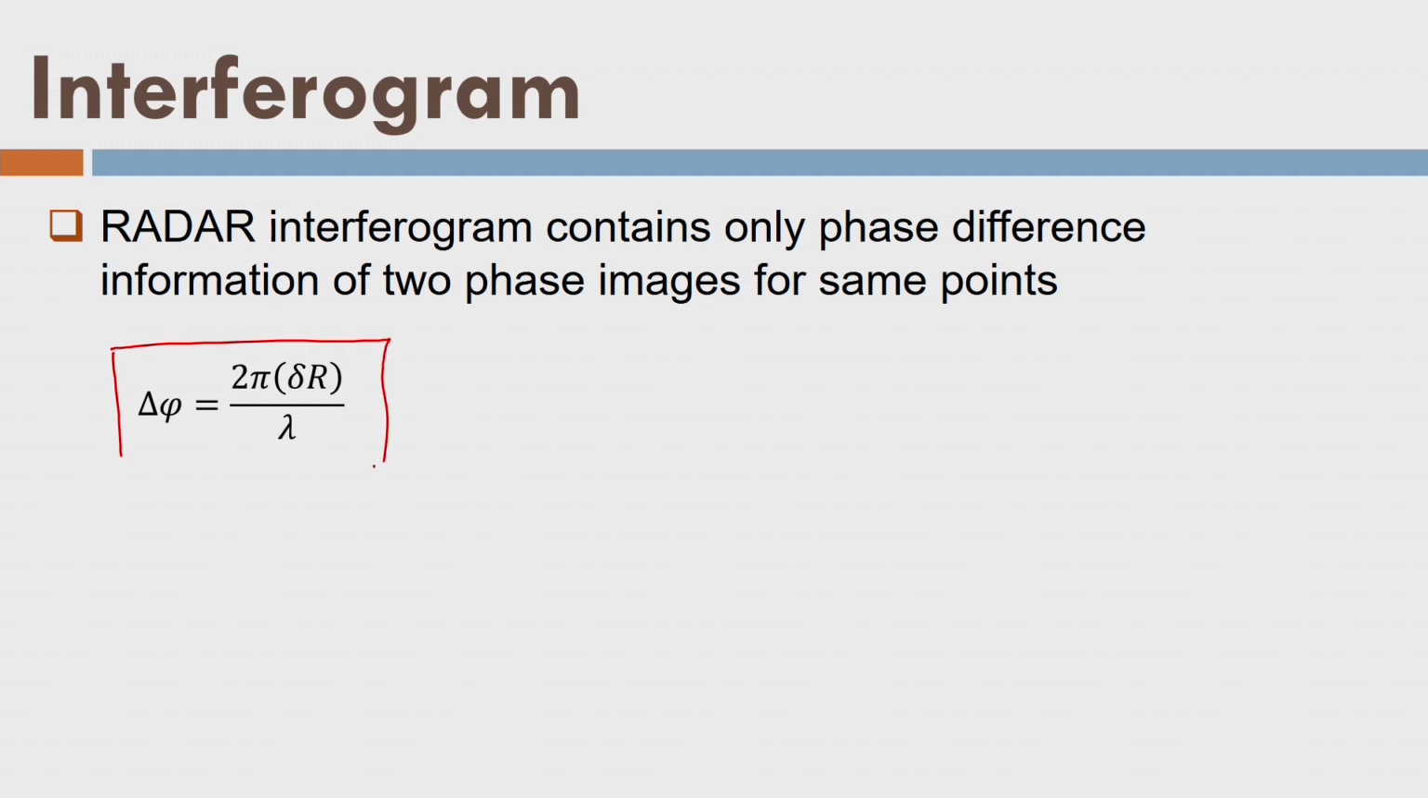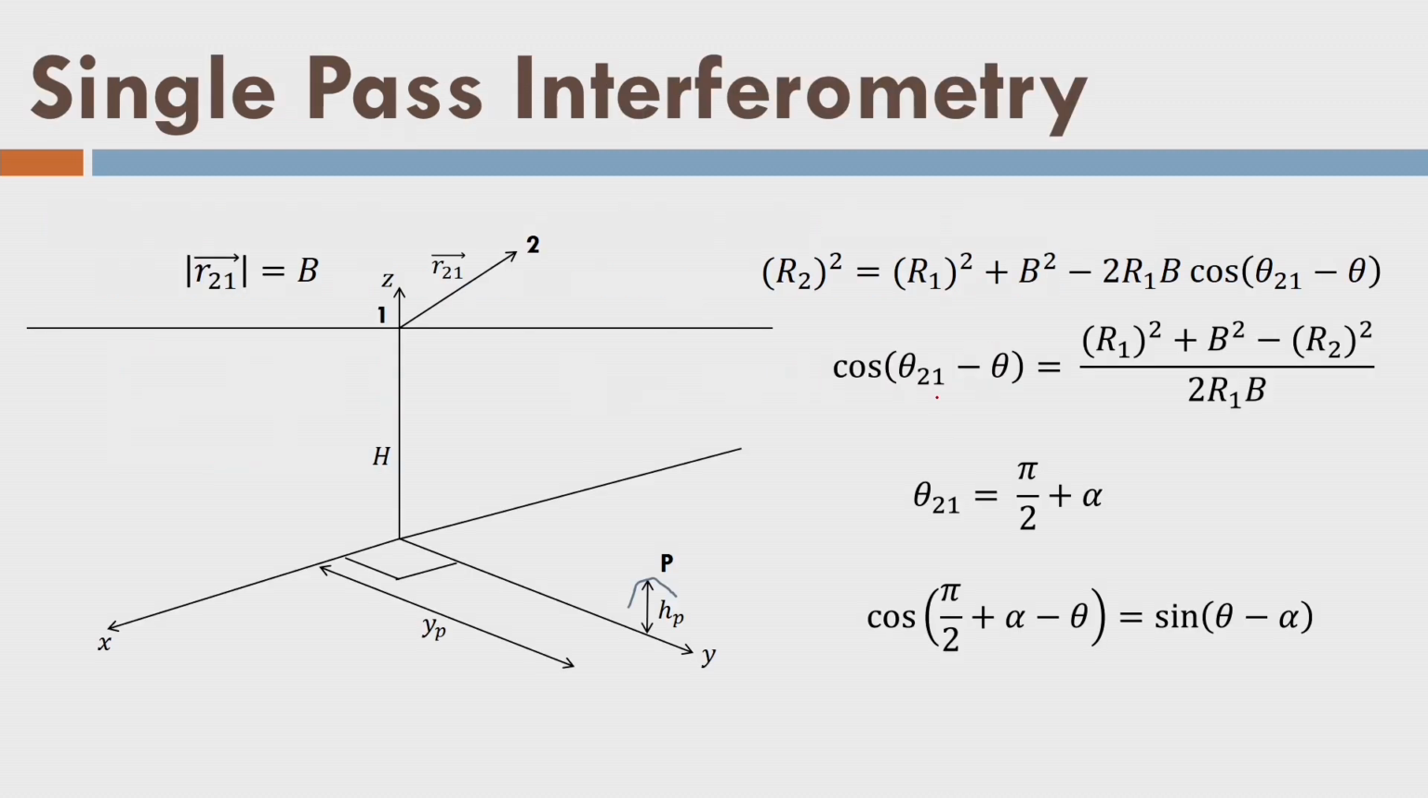First we estimate the range difference of the 2 points from 2 different locations of the sensor, and using this range difference delta r, I can find out the height of a point. The interferogram records psi m information, which is the modulus of the observed delta psi. So let us go for derivation. There are 2 antennas 1 and 2 here, and the baseline between the 2 is indicated by r21. The length of the r21 vector is equal to the baseline here.